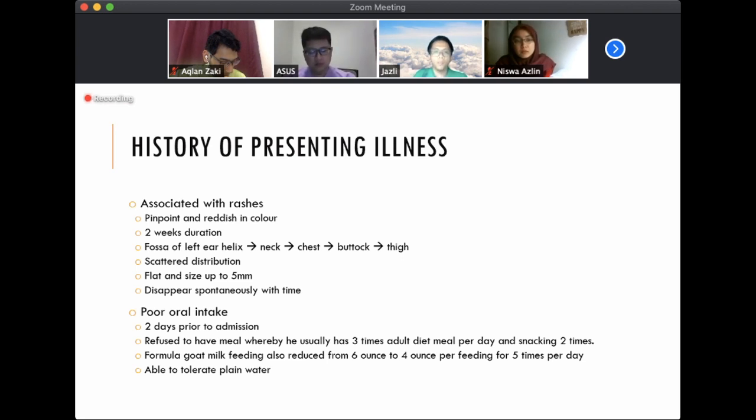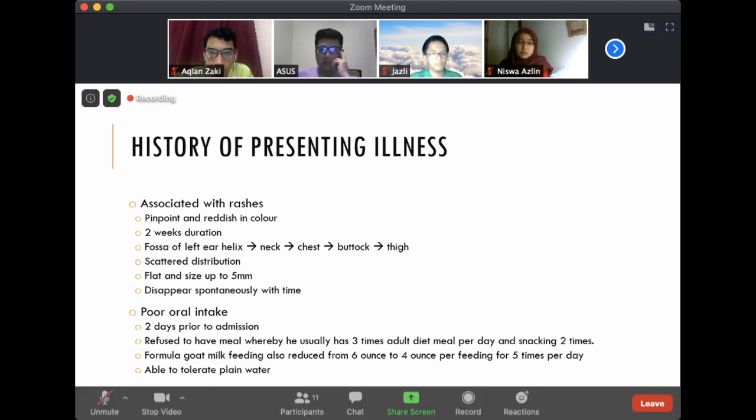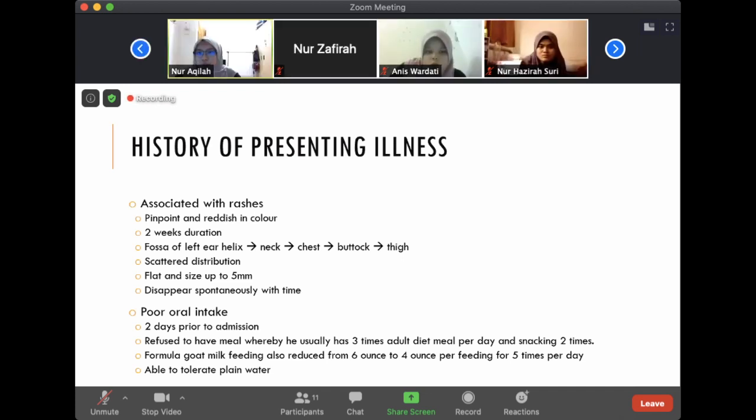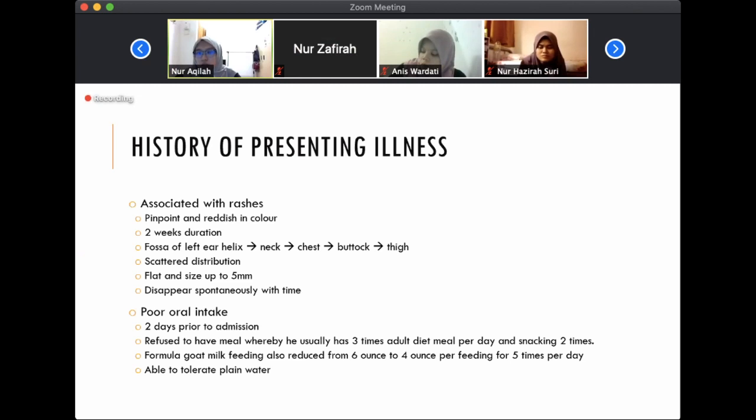The mother also claimed that it was associated with poor oral intake 2 days prior to admission. Usually, he eats about 3 adult diet meals per day and snacks 2 times. However, since 2 days prior to admission, he refused to eat. The formula milk feeding also reduced from 6 ounces to 4 ounces per feeding, 5 times per day. However, he is still able to tolerate plain water.